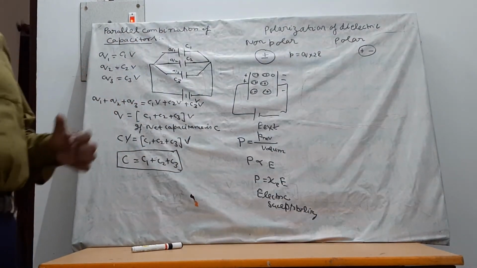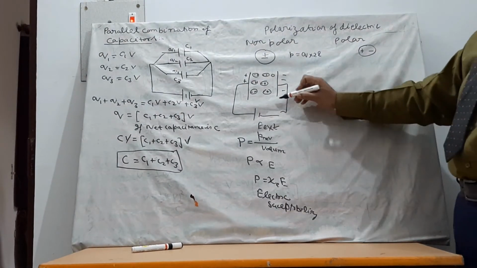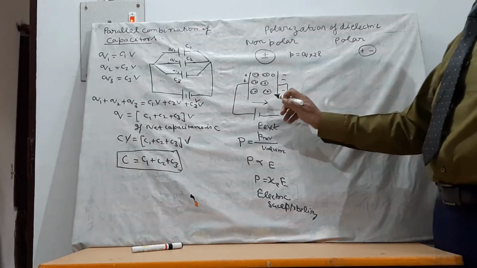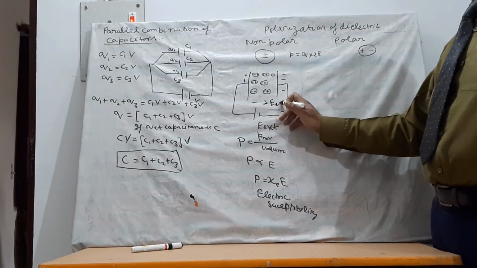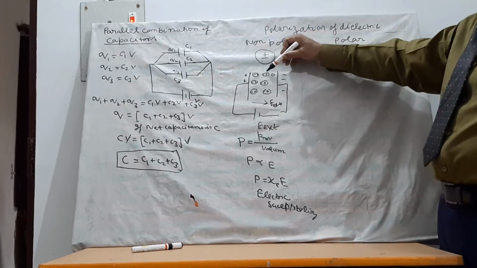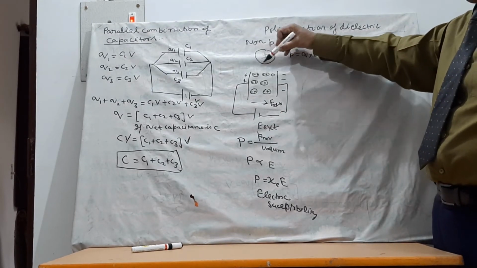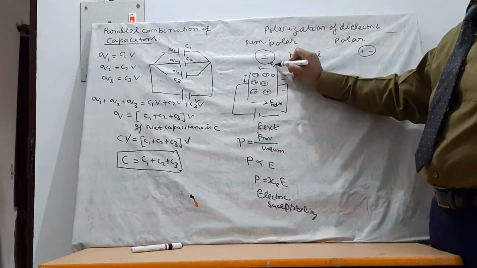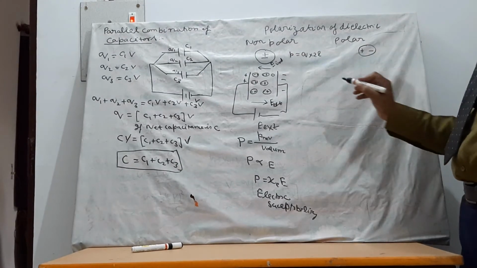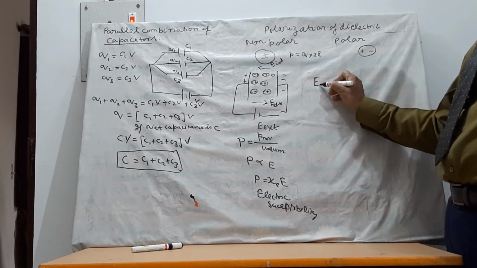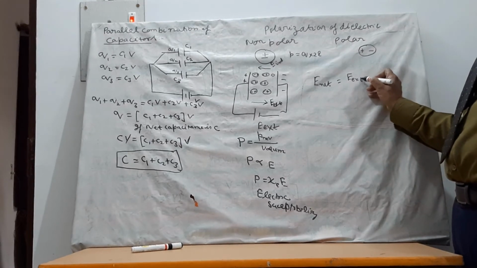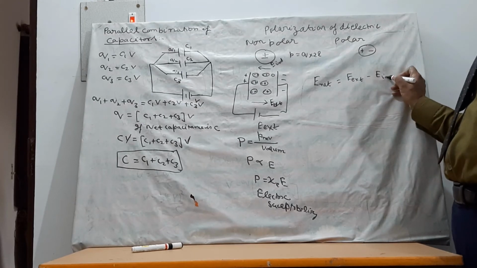Now I will tell what happens due to polarization of dielectric. Direction of external electric field is positive this side, negative this side. Direction of external electric field is this side, E external. And due to polarization of dielectric, positive center has shifted this way, negative this way. So therefore an electric field has been induced in this direction. This is E induced. And both electric fields are in opposite directions. So therefore net electric field is equal to E external minus E induced.